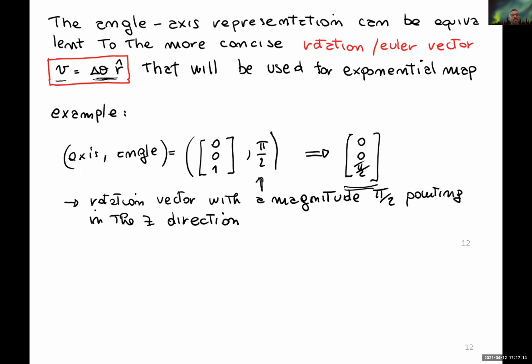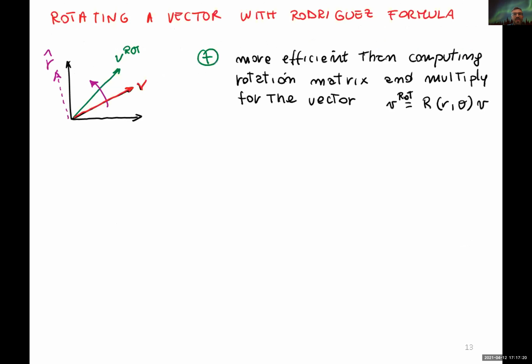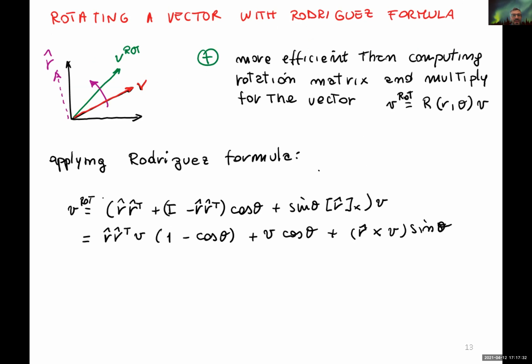Okay. Then another formula that you can use, rather than using the Rodriguez formula directly, if you want to rotate just a vector, you could simplify the Rodriguez formula and obtain a single formula without having to first multiply the rotation matrix and then multiply for the vector to rotate. So this is a rotated vector. This is the matrix that you remember rotates the vector. This is the original vector.